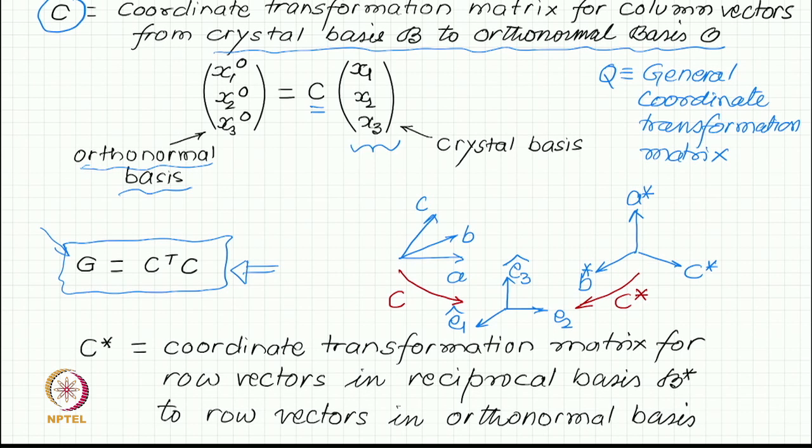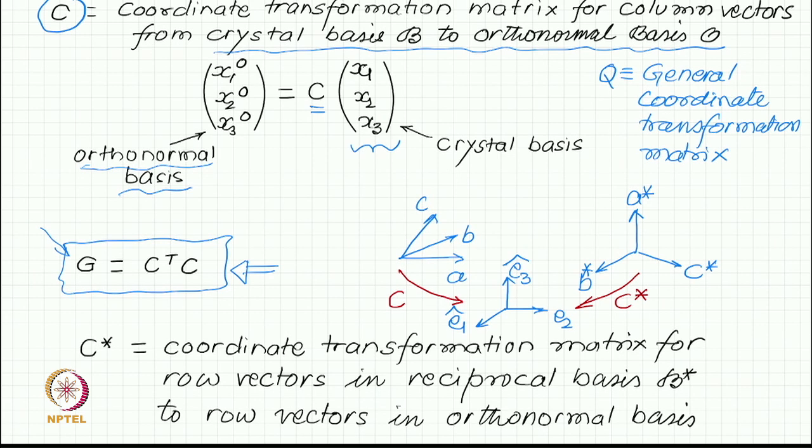All that is required is that there is a fixed orthonormal coordinate system which has a fixed orientation relationship to the ABC system, then C is defined and any such C will work. And once C is defined, a corresponding C star is automatically defined, because once ABC is defined, A star, B star, C star is calculated in terms of ABC.